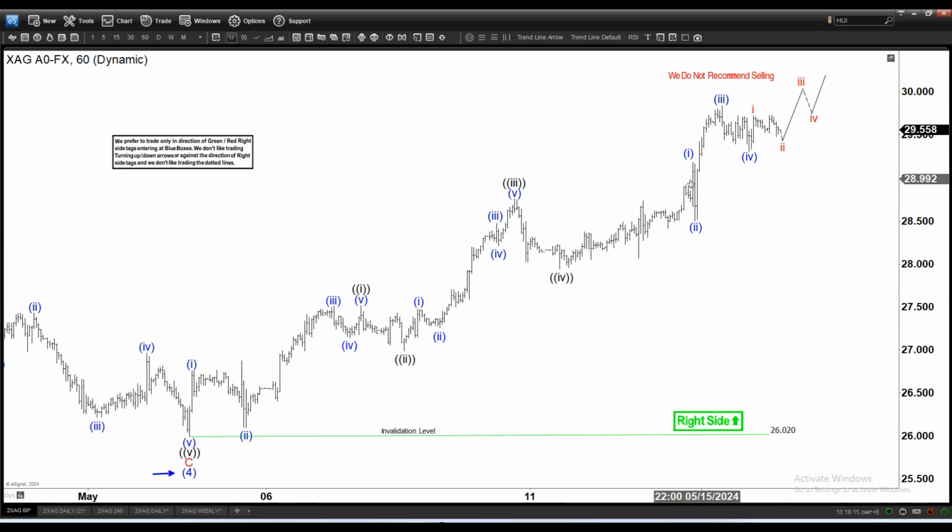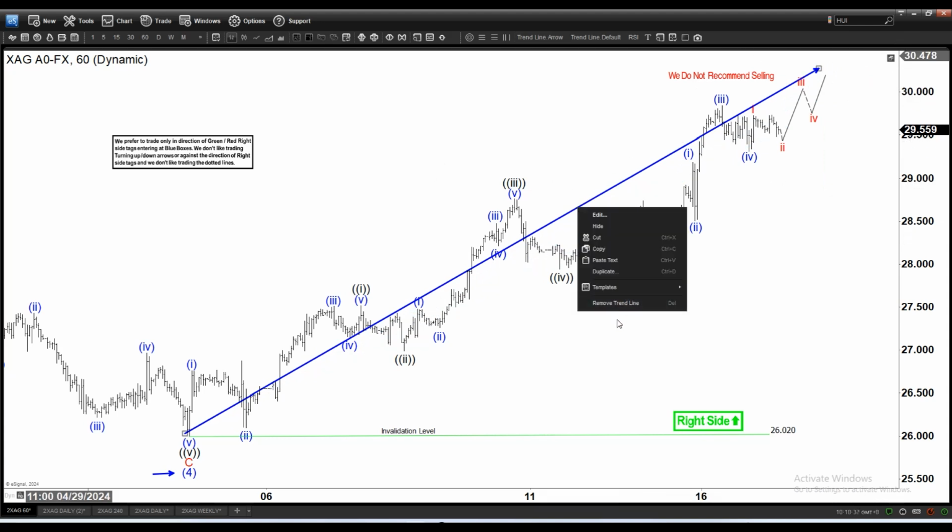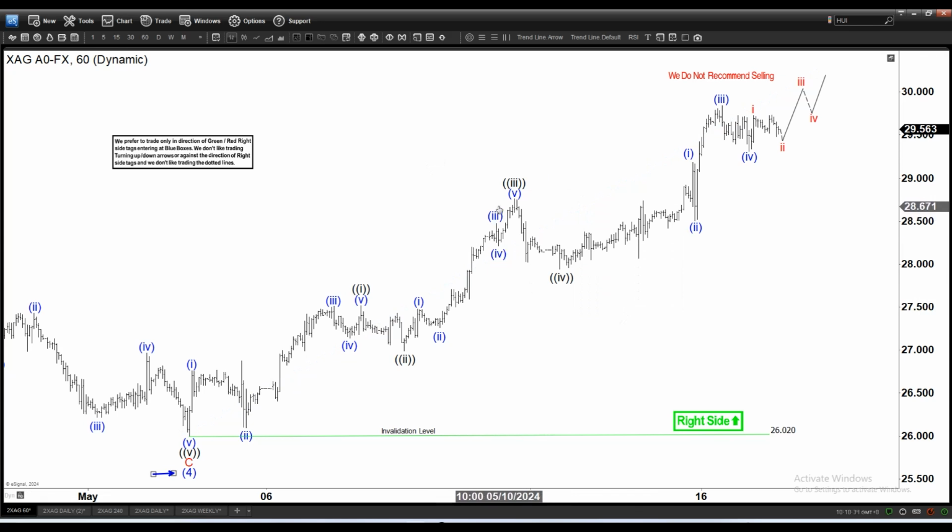But until then, I think probably the more prudent measure is to wait and see if this cycle ended anytime now, and then from there we can get a bigger 3 waves, and then that's probably going to be the chance to try to trade silver again. Okay, so that's the update here, guys, for today.